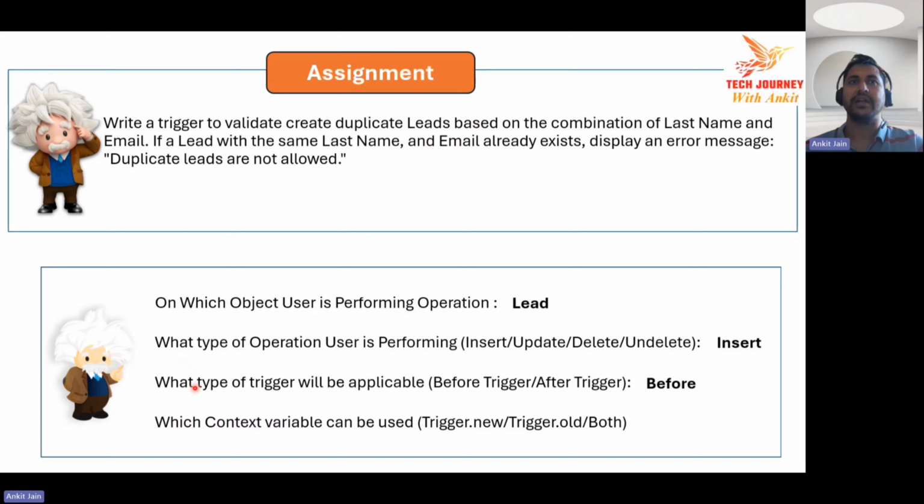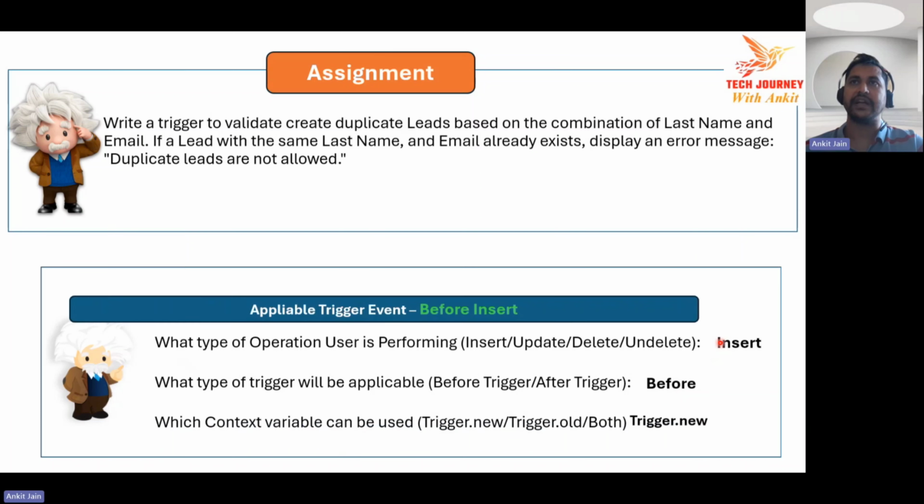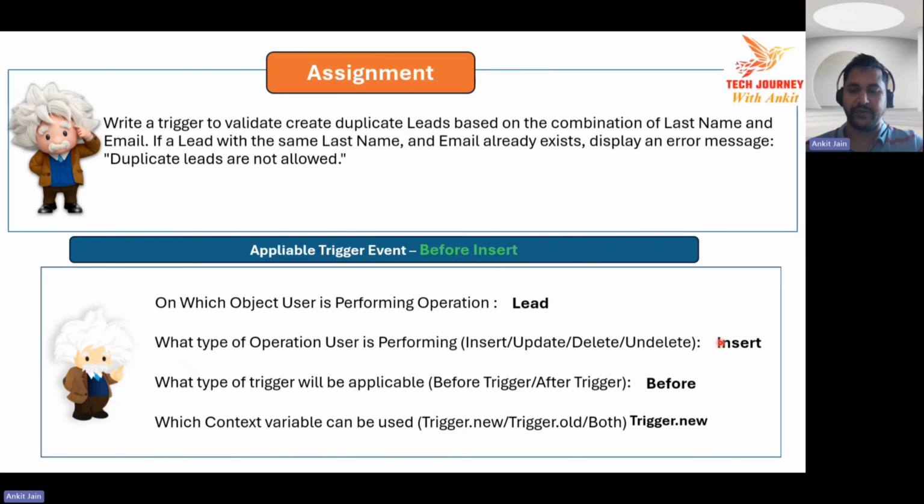Another one here is the type of trigger. As we have to perform the validation, definitely it's going to be the before trigger. And just now we discussed, whenever we are performing the insert operation, the context variable that will be available is the Trigger.new context variable. So this leads to a conclusion that we will be using the before insert event.